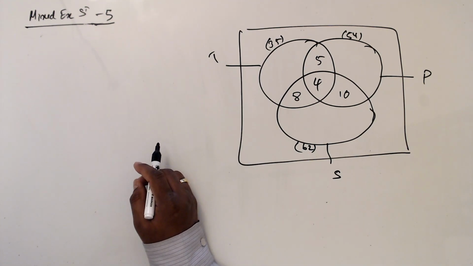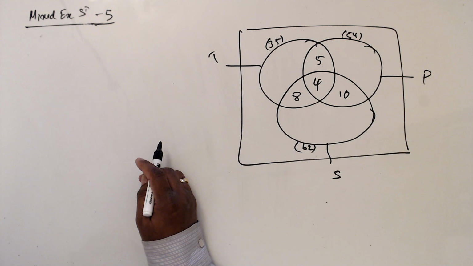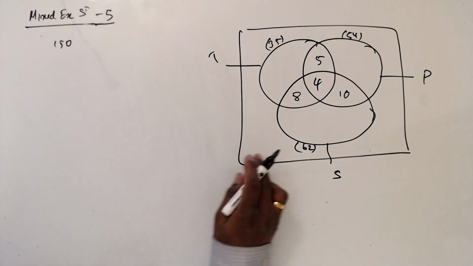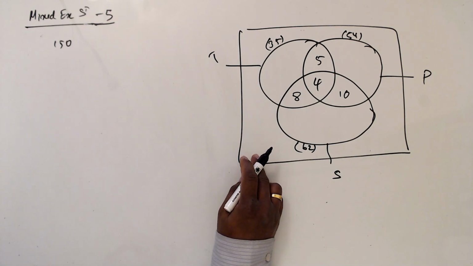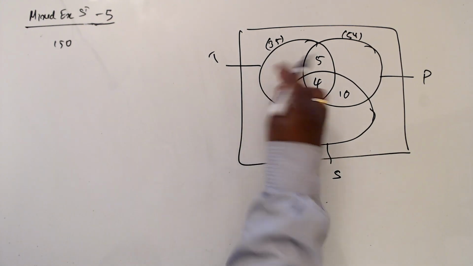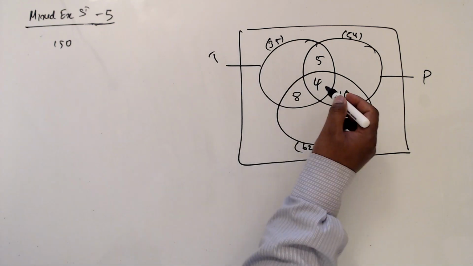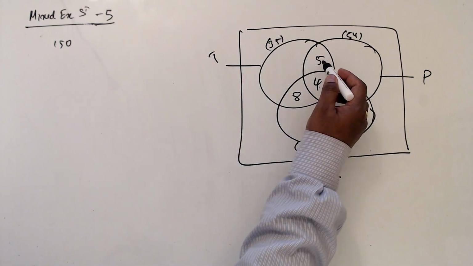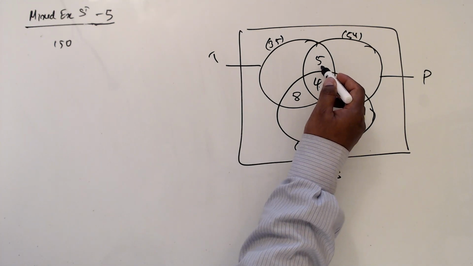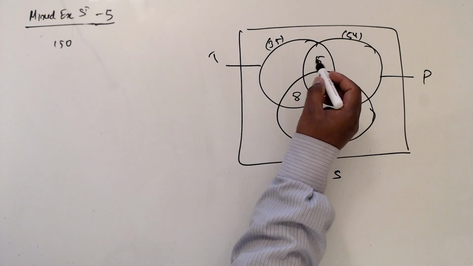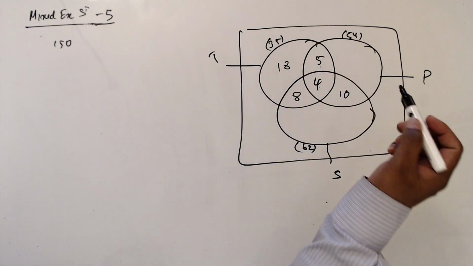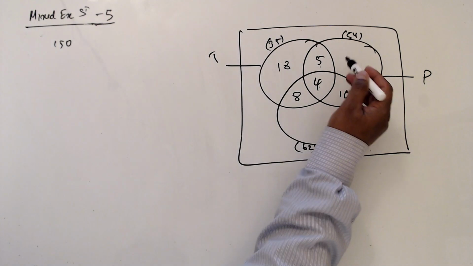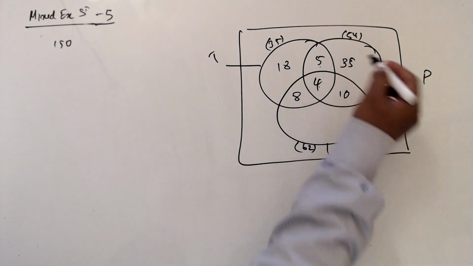And drawing when going to, so how many? The total is 150. Now I want to find this area. First of all, 8 plus 4, 12. 12 plus 5, 17. So 35 minus 17, that is going to be 18. So this is going to be 10, 15, 19, 54 minus 19, 35.